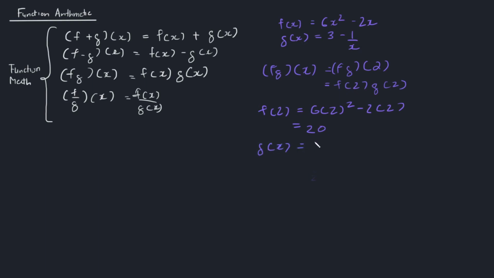And we have g of x is equal to 3 minus 1 over x, which is 3 minus a half, which is then equivalent to 5 over 2. And then all you have to do now is multiply 20 times 5 over 2, which is 100 divided by 2, 50. And so in this way, you don't have to multiply out the long thing. The other option would have been to actually multiply out the function instead of evaluating it first, which would have been more complex and would have taken more time for you to do.